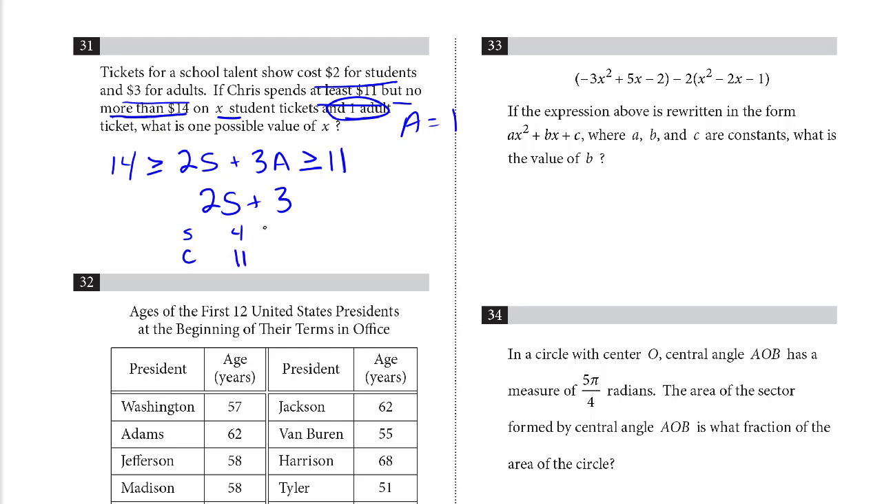If the number of student tickets is 5, it's going to be 2 times 5 plus 3 is 13. If S were 6 student tickets, it would be 6 times 2, 12, plus 3 would be 15. 15 is too big. That's not in our solution set. Only 4 or 5 students will be in our solution set. So either answer will work, 4 or 5.